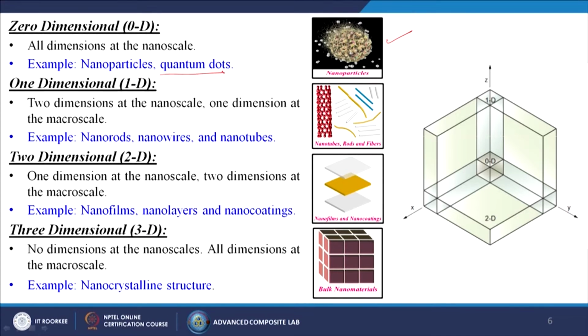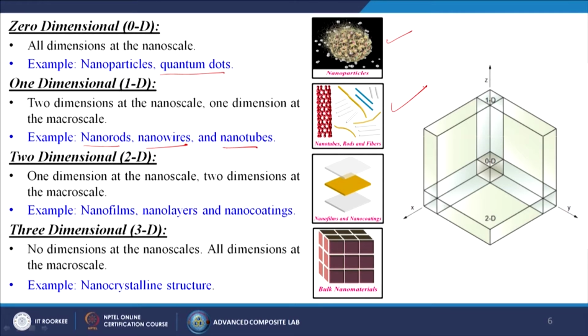When you are talking about the 1 dimensional, 1D, in this case 2 dimensions are at the nanoscale, either x or y, or y or z, or x or z. So, in this case x and y are in the nanoscale and the z dimension is in the macro scale. So, nanorods, nanowires and nanotubes.